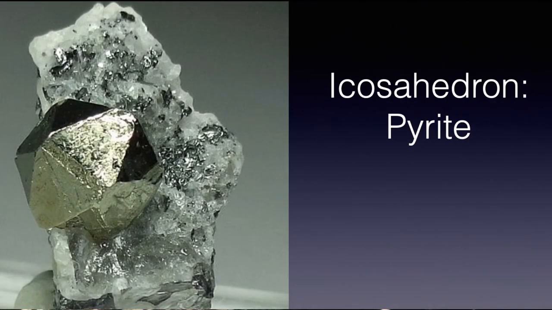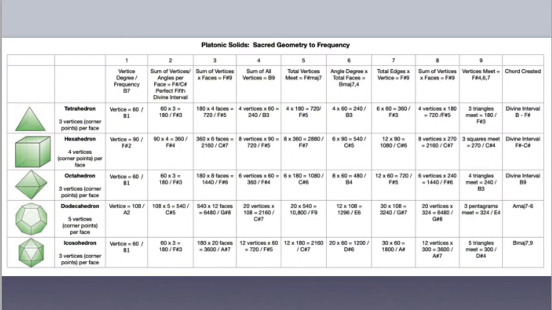And there's another icosahedron in pyrite. And this is a chart that I created in trying to map the different frequencies to the Platonic solids. And what I did is I found that there are five frequencies that correspond to each one of the elements, and then five extra ones. So I'll be playing those today.